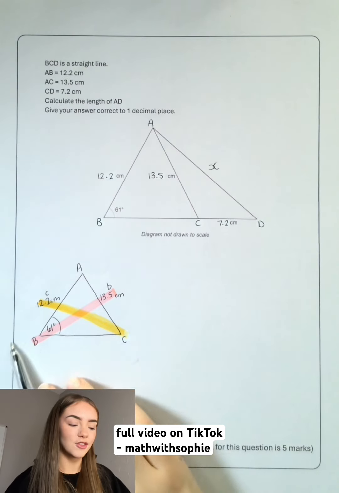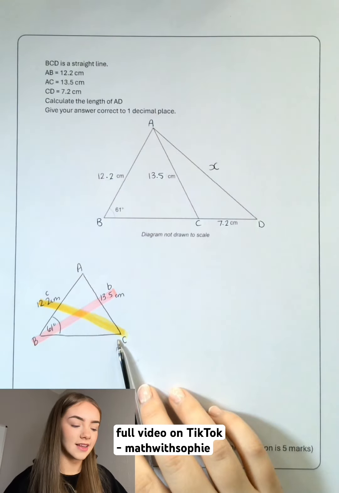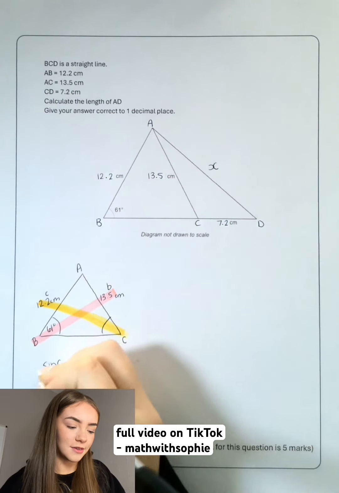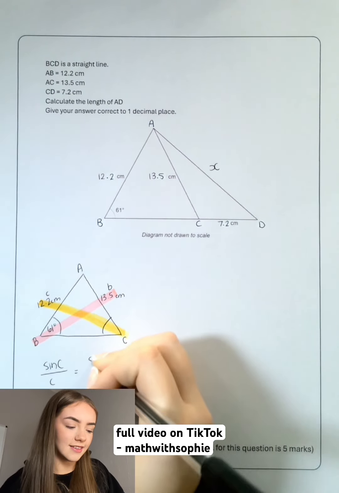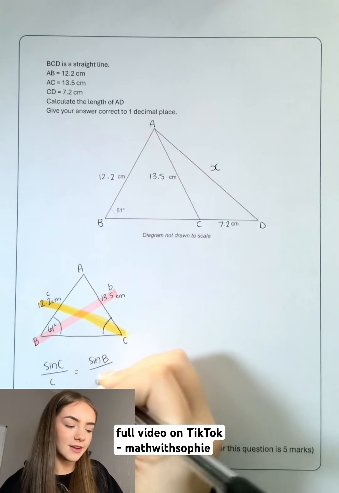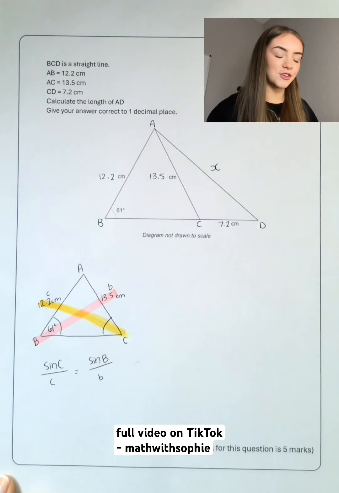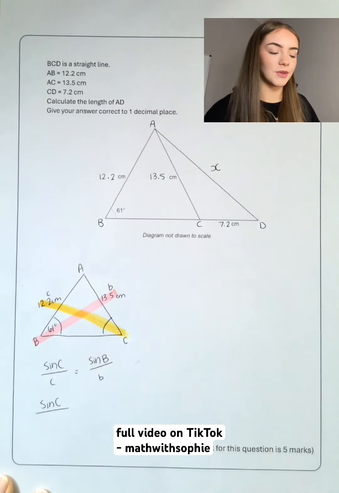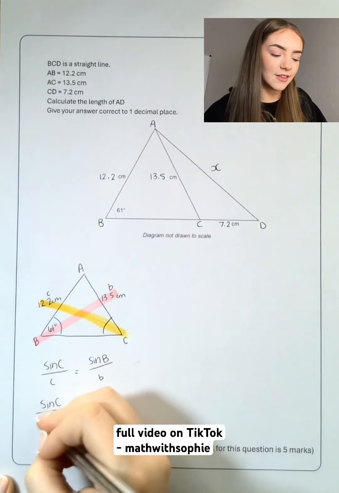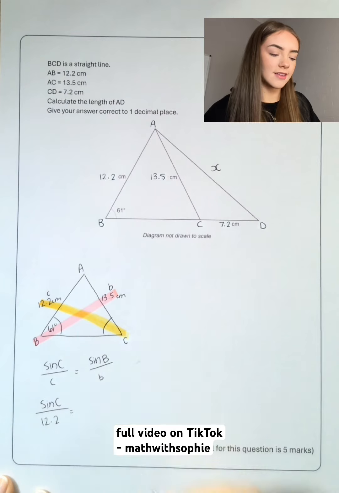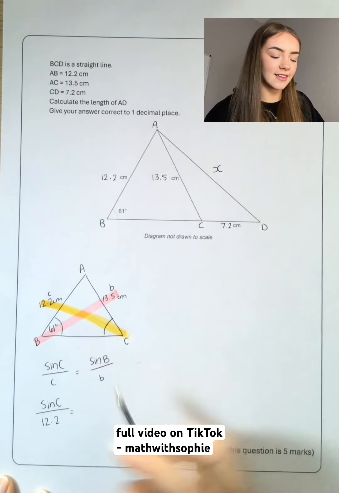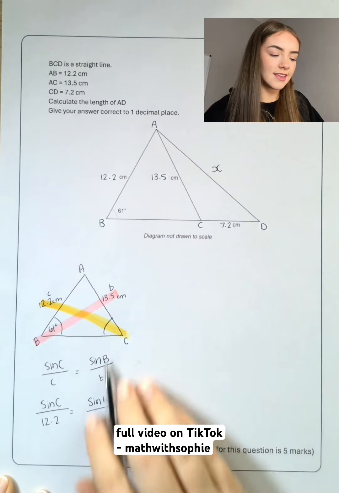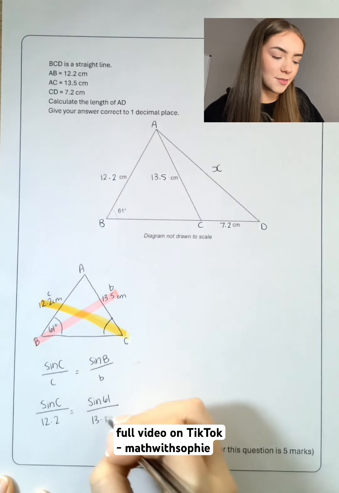In this case, the two pairs that we're looking at are B and C, and we want to find angle C. Therefore, we can say that sine of angle C over side C is equal to sine of angle B over side B. Substituting in the values, we don't know angle C yet. This is what we want to work out. Side C is 12.2 centimetres. Angle B is 61 degrees. So this will be sine 61 over side B, which is 13.5.